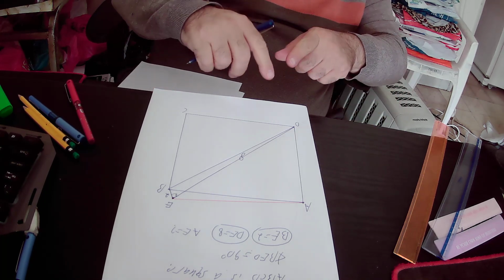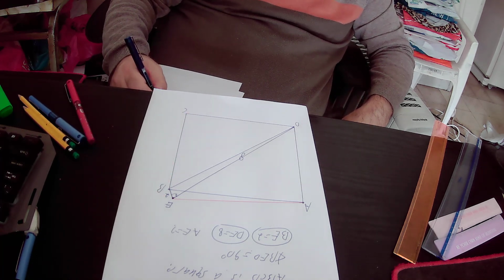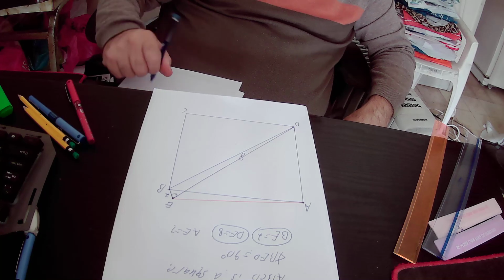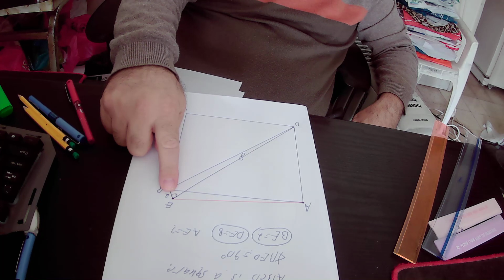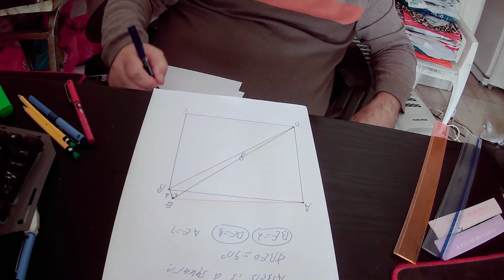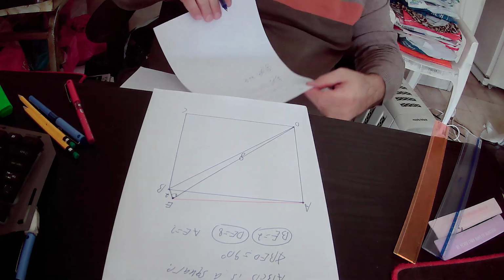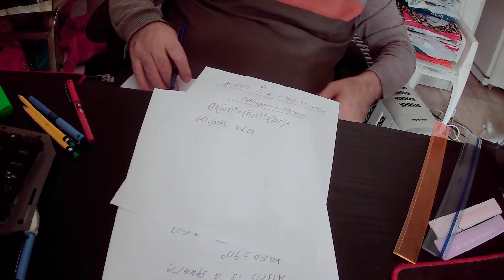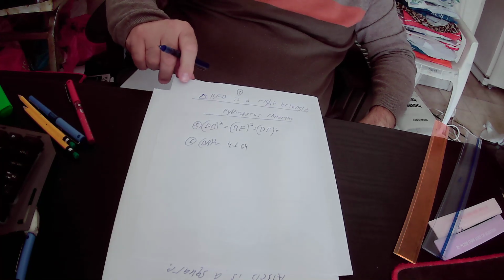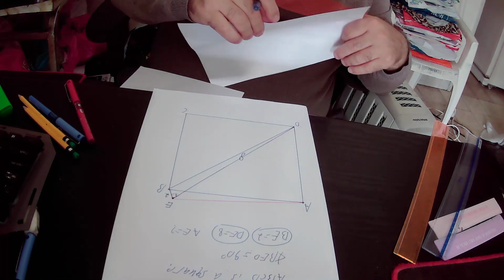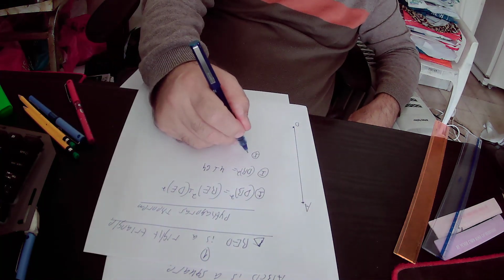equals BE square. BE equals 2 units, so BE square is 2 square, which is 4, plus DE square. DE equals 8 units, so DE square is 8 square, which is 64. So in total we got that DB square equals 4 plus 64. 4 plus 64 is 68. So I write it down that DB square equals 68.